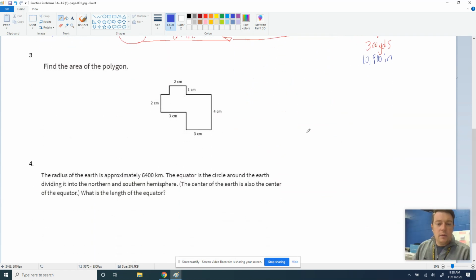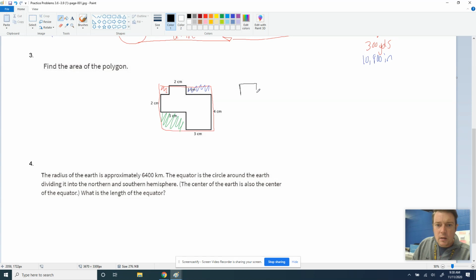Find the area of the polygon. Okay, a couple of different ways to do this. You could split this up into 3 rectangles, or you could find the area of the whole thing and take away the rectangles that you know. So, gosh, what would be easiest here? I think I'm going to go with the subtraction route. That's just the way that we've done them in class. So I'm going to find the area of this big rectangle here, and then I'm going to take away this, and take away this.